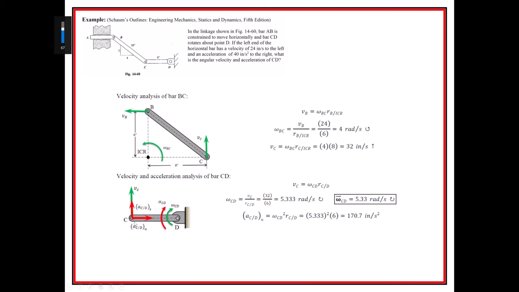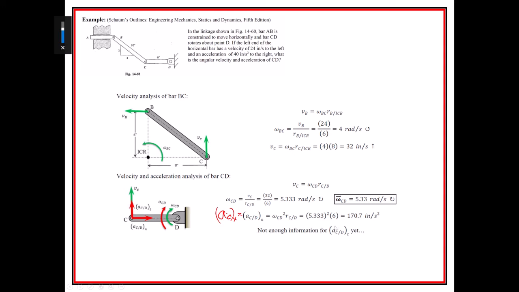Well, we're able to find what the normal acceleration is. That's going to be this, and that's in the x direction. So that's also going to be the acceleration of C in the x direction. I'll change that on the next slide, but we could say that the acceleration of C in the x direction is also the same thing as the acceleration of C with respect to D, the normal component of that. And that's just the angular velocity squared times that distance r_C with respect to D, or 6 inches, and we get 170.7 inches per second squared.